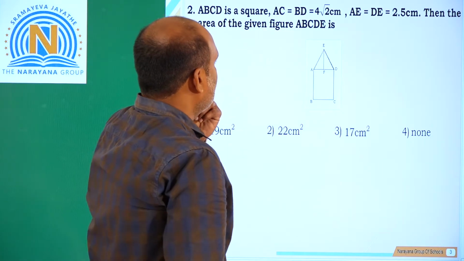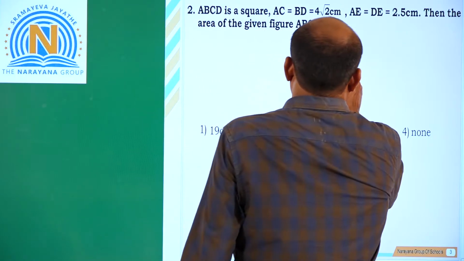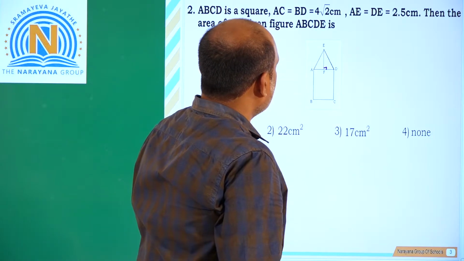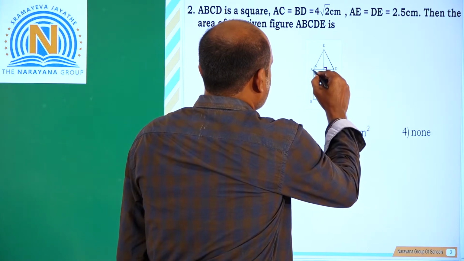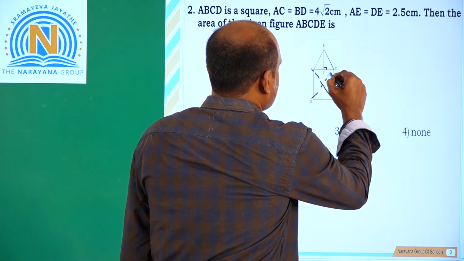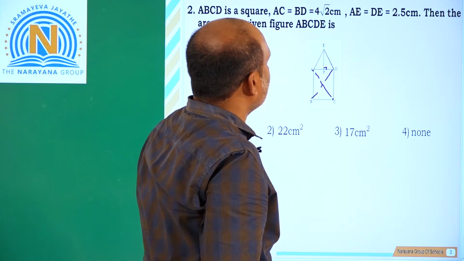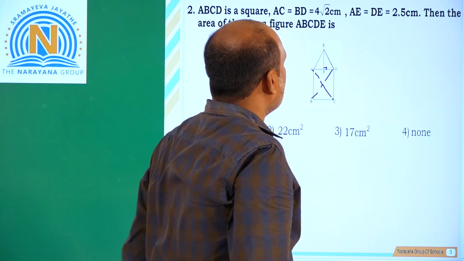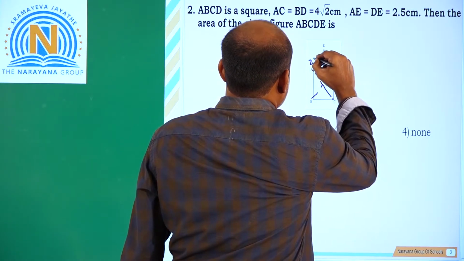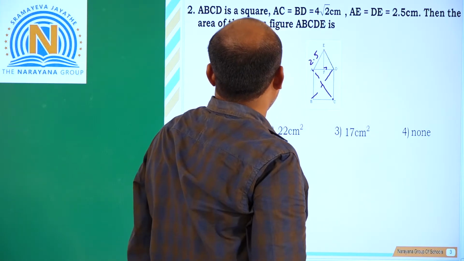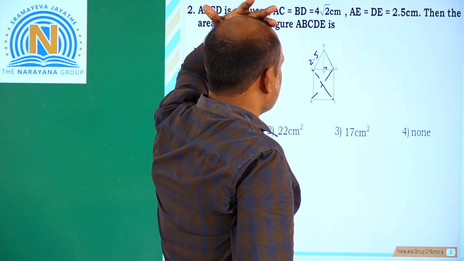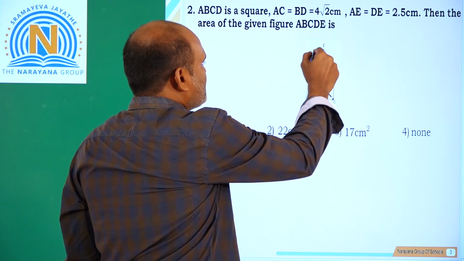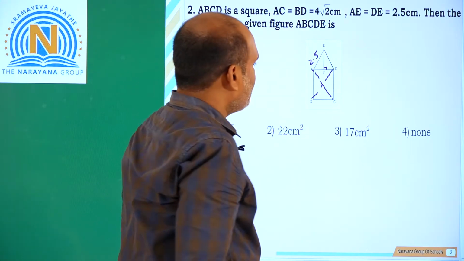ABCD is a square and AC is equal to BD. AC means the diagonal. AC is equal to BD is equal to 4√2 centimeters, and AE is equal to DE is equal to 2.5 centimeters. Then the area of the given figure ABCDE is? So now we find the area of this total figure. This is a square and this is a triangle, right?